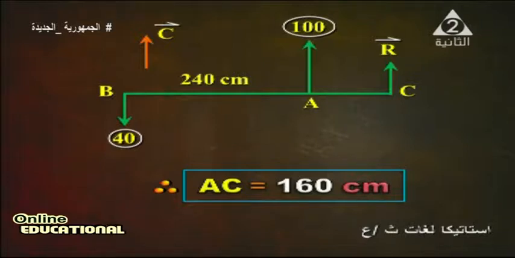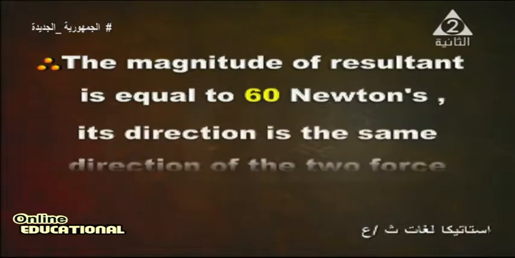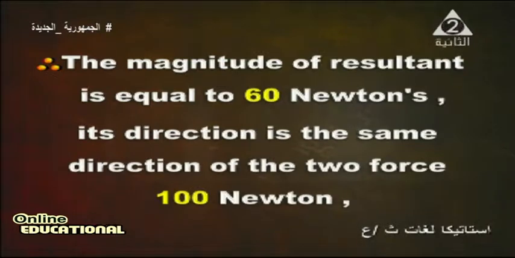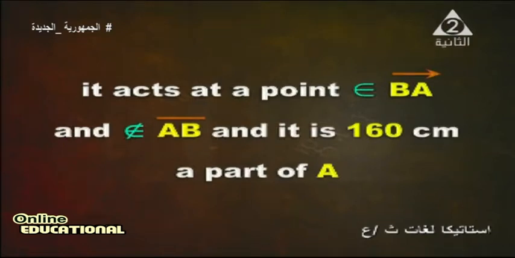This is the resultant of two unlike forces. Therefore, we deduce that the magnitude of the resultant equals 60 newtons and its direction is the same direction of the force 100 newtons. It acts at a point belonging to the BA ray, not belonging to the BA line segment, and it is 160 centimeters apart from A.